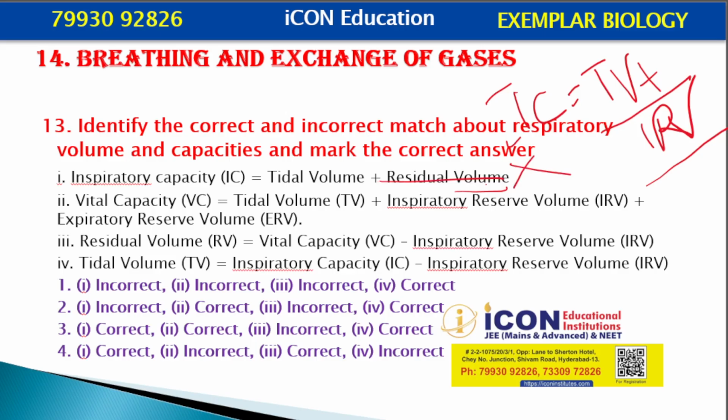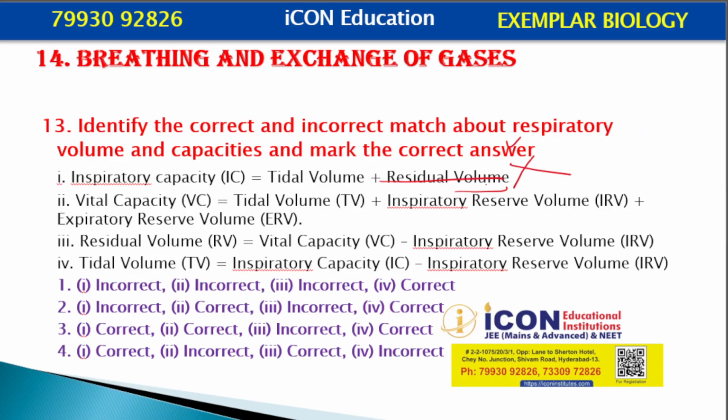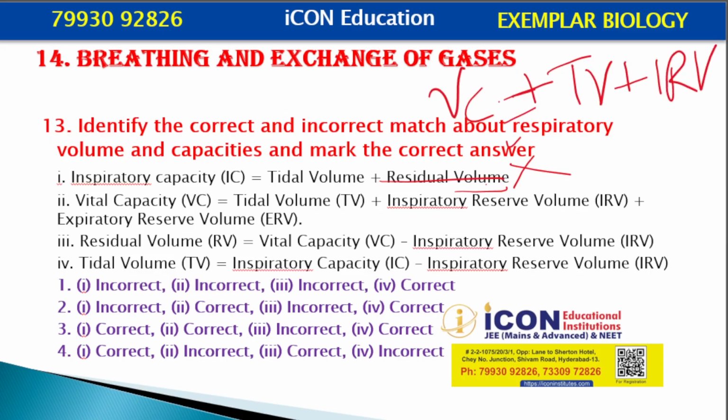Now let us go to the second one, VC. First of all, we should know what VC is. VC equals TV plus IRV plus ERV. Let us see what is given. VC equals TV, IRV and ERV. Yes, this is correct.